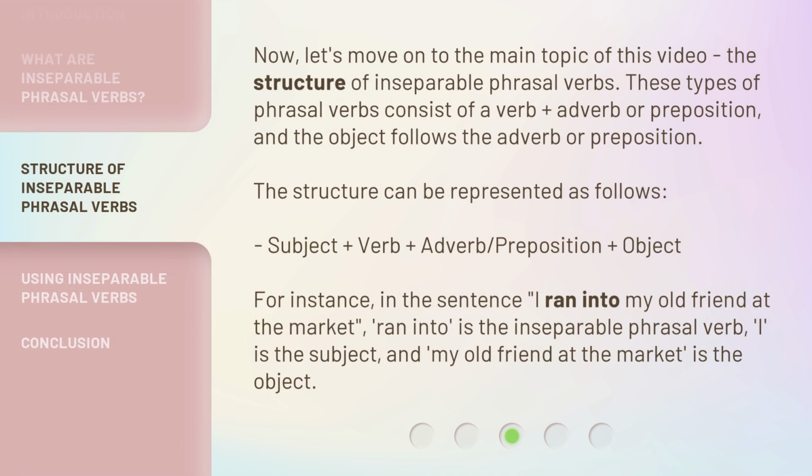Now, let's move on to the main topic of this video: the structure of inseparable phrasal verbs. These types of phrasal verbs consist of a verb plus adverb or preposition, and the object follows the adverb or preposition. The structure can be represented as follows: subject plus verb plus adverb, preposition plus object. For instance, in the sentence, "I ran into my old friend at the market," ran into is the inseparable phrasal verb, I is the subject, and my old friend at the market is the object.